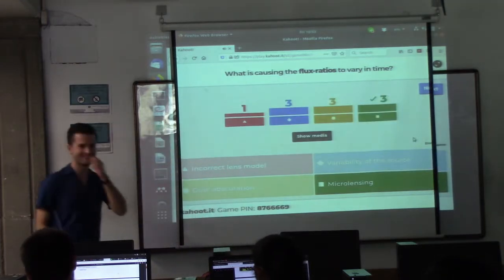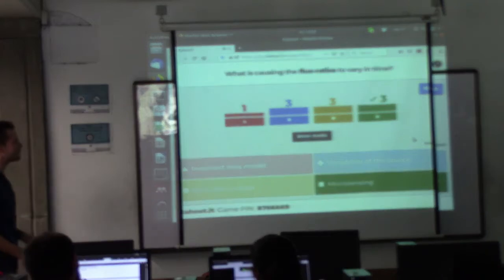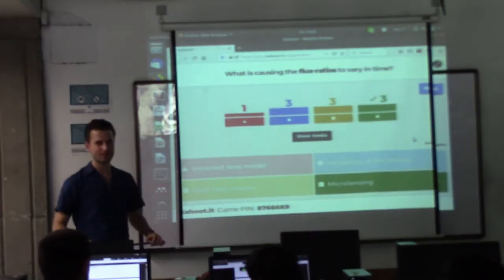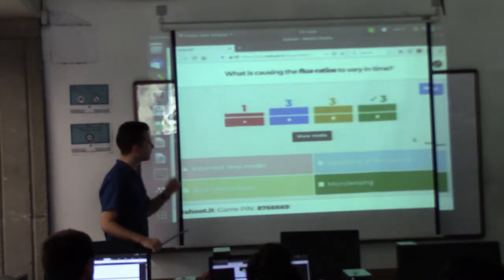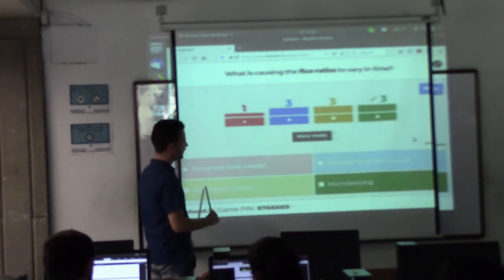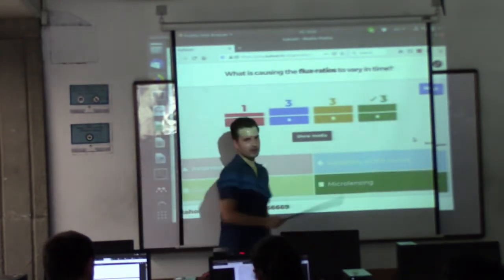That is split very evenly. So let me walk you through the options here on the table. Let's start with the variability of the background source.